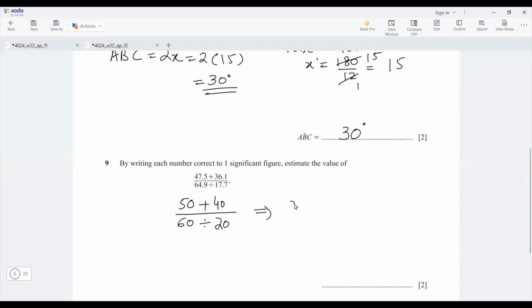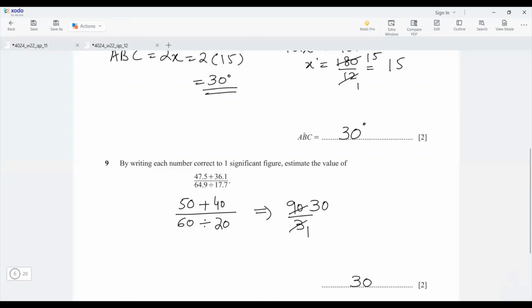50 plus 40 is 90. And the denominator simplifies to 3. The 0 will cancel with 0, so 3 times 6. So 90 divided by 3 results in 3 going into 9 one time, and 3 going into 30... so the answer is 30.